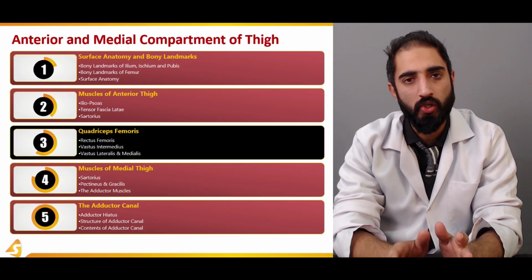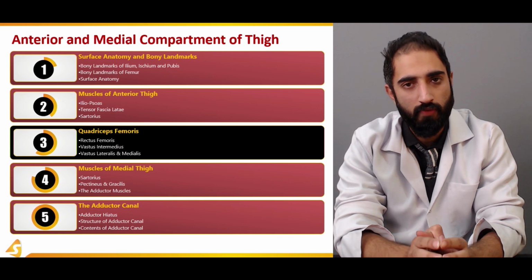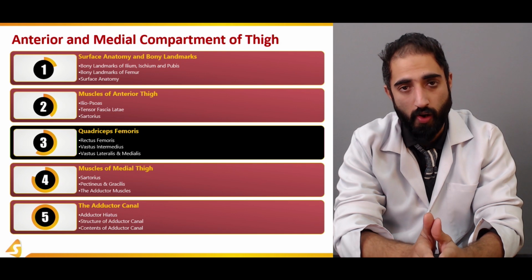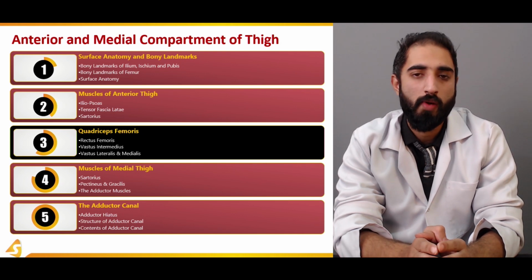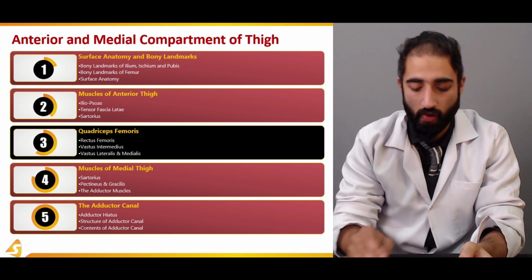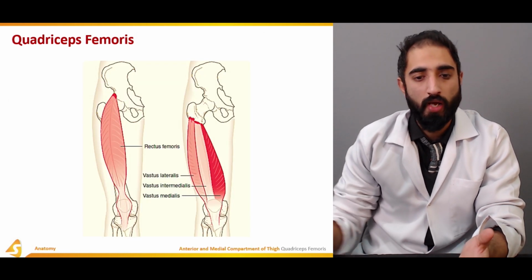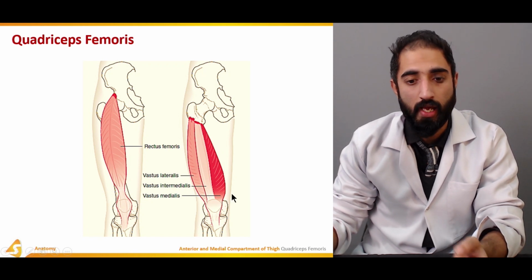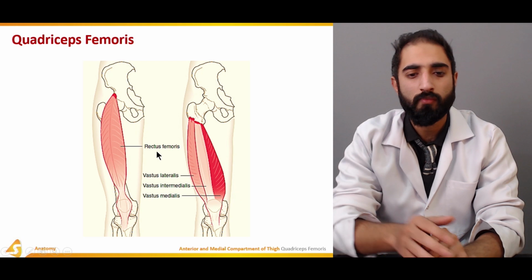So we talked about iliopsoas, tensor fascia lata, and sartorius previously, but we left out the quadriceps. In this section, we're going to talk about it. And the quadriceps femoris is a group of muscles on the anterior aspect of the thigh, consisting of the rectus femoris, vastus lateralis, vastus intermedius, and vastus medialis.